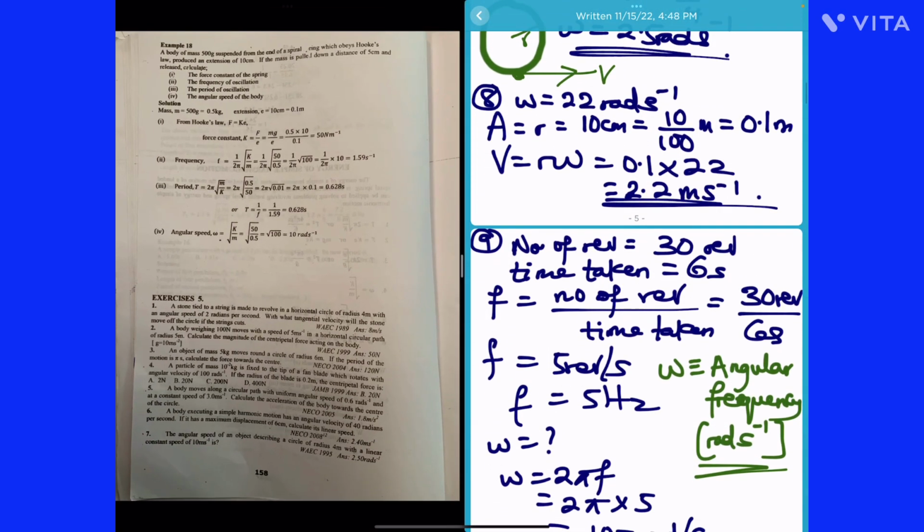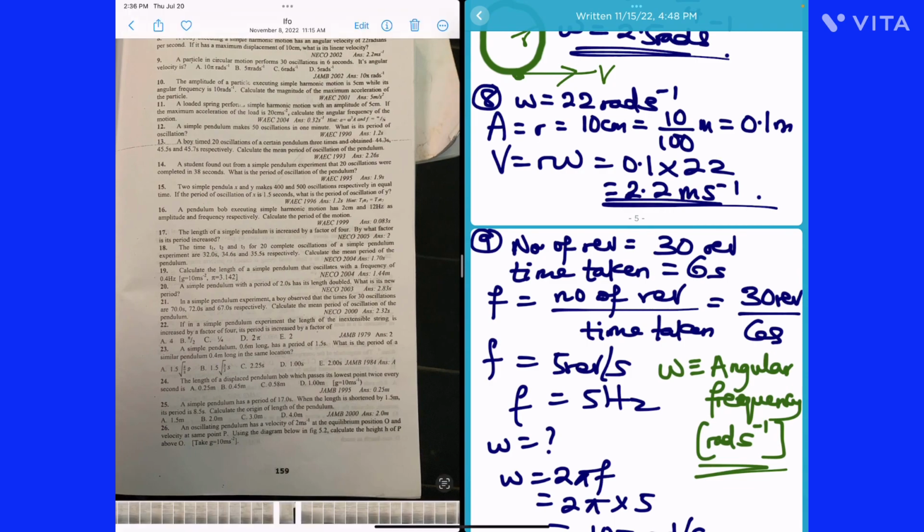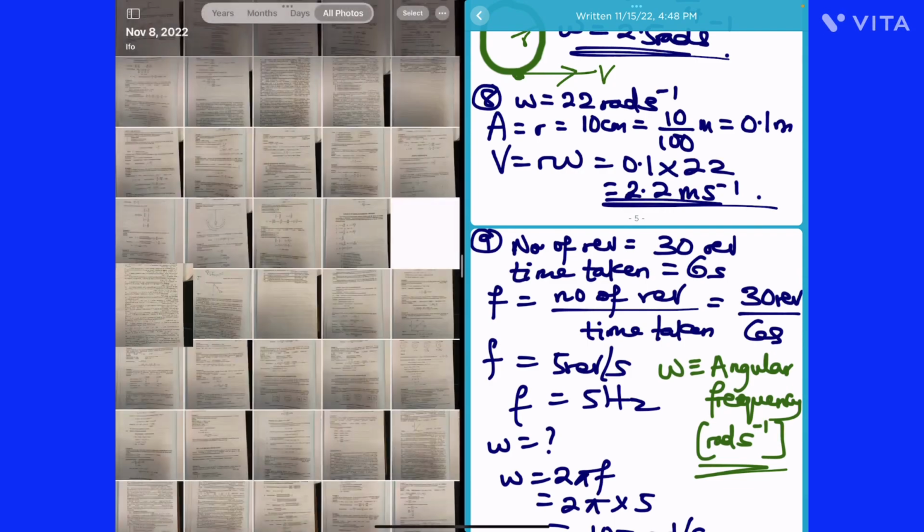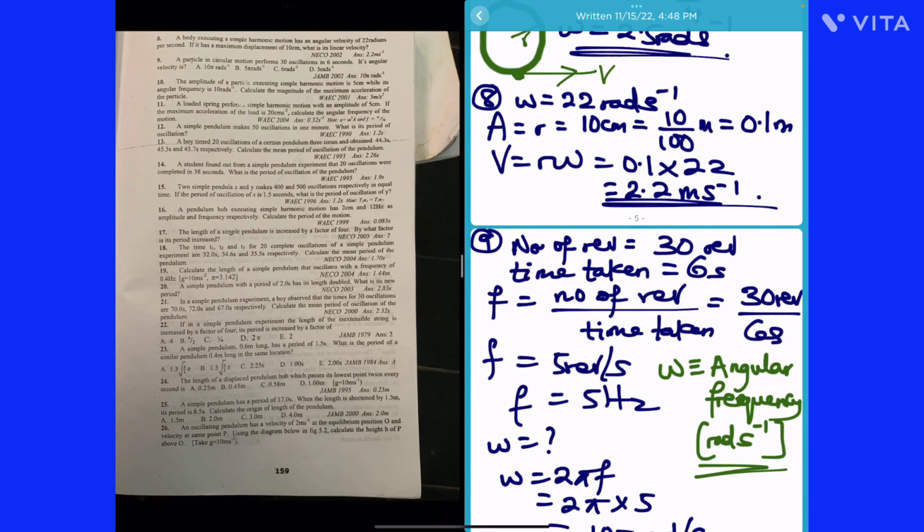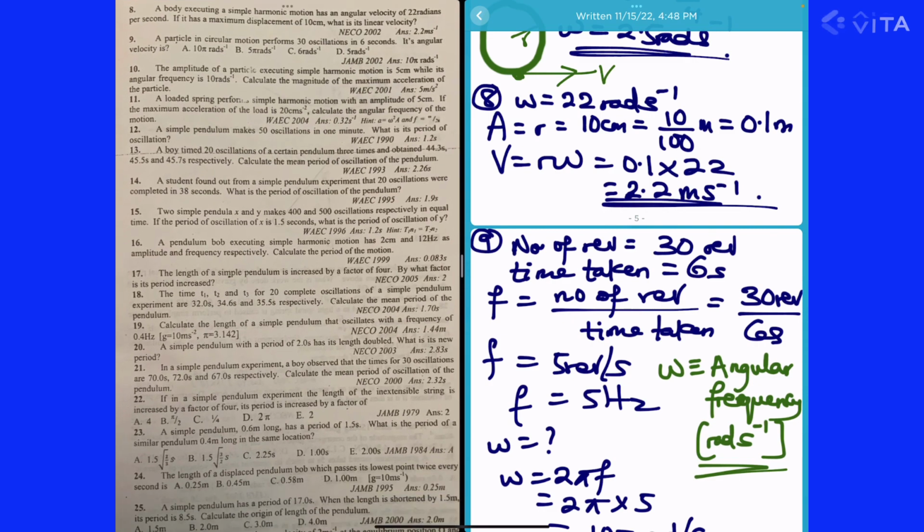Question 8 says, let's go to question 8. Okay, here. Question 8 says, a body executing a simple harmonic motion has an angular velocity of 22 radians per second.